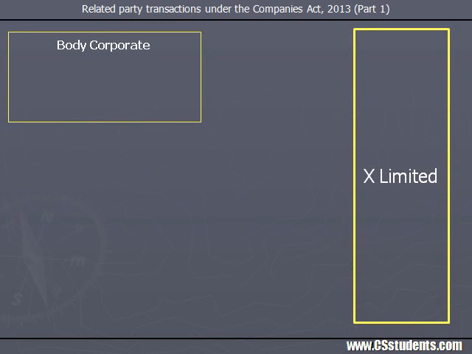Before we discuss when any body corporate becomes a related party of a company, let's understand what is a body corporate.